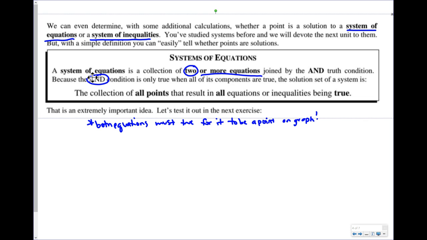And we worked with these and/or statements in Unit 4. And a lot of students didn't get to Unit 4, so this might be a little new idea here, but this and means that both equations have to be true. So let's take a little example of what this means.